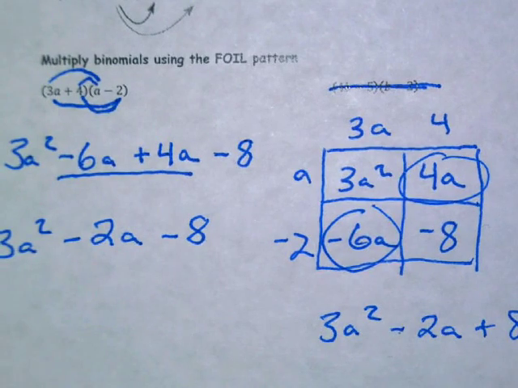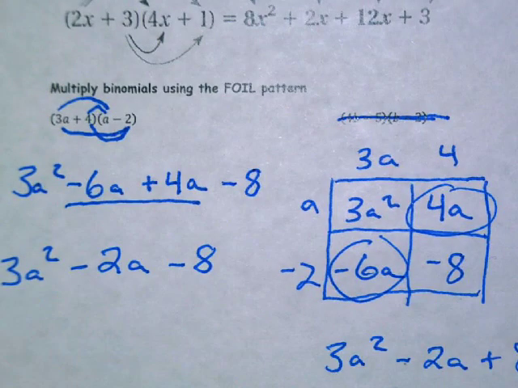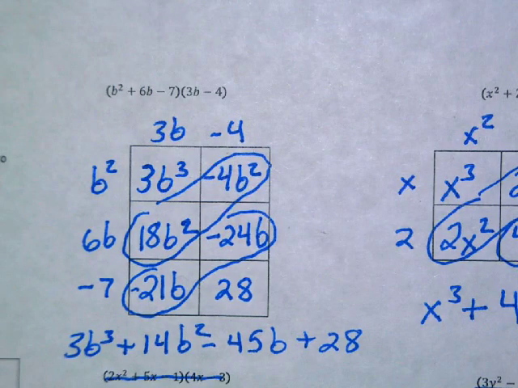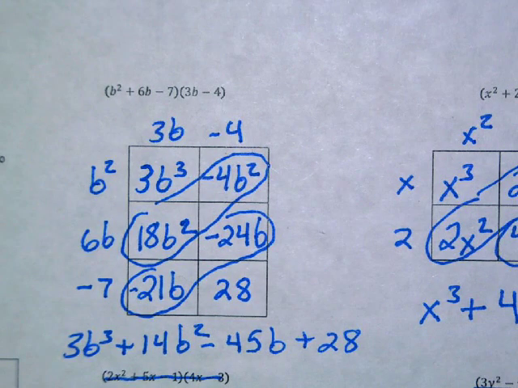So it is completely up to you. If you like FOIL, and you want to use that for all the ones that are 2 by 2, binomial times a binomial, go for it. If you don't like it, you can forget we even talked about it. That's fine. Make sense? You don't have to. Now, FOIL will not work on the 3 by 2s.